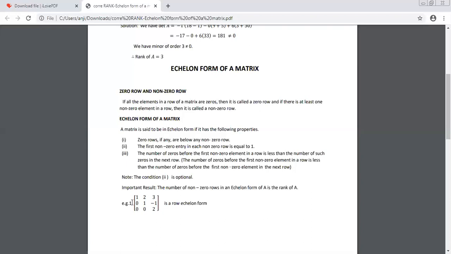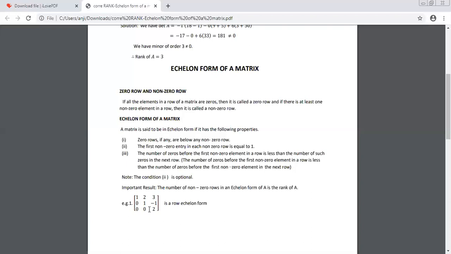Coming to the next row, what is the first non-zero element? 1 is the first non-zero element. How many zeros are there before 1? One zero is there. What is the relation? In the first row we have 0 zeros, in the second row we have 1 zero. The relation: 0 is less than 1.